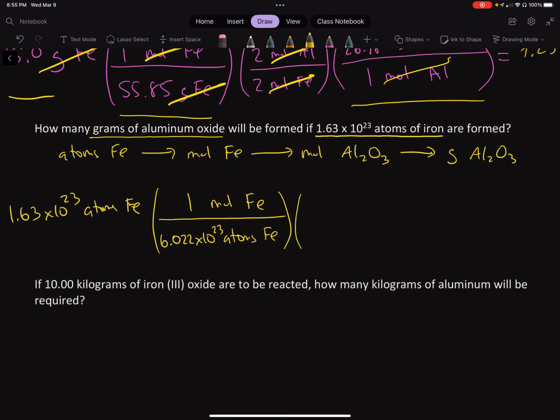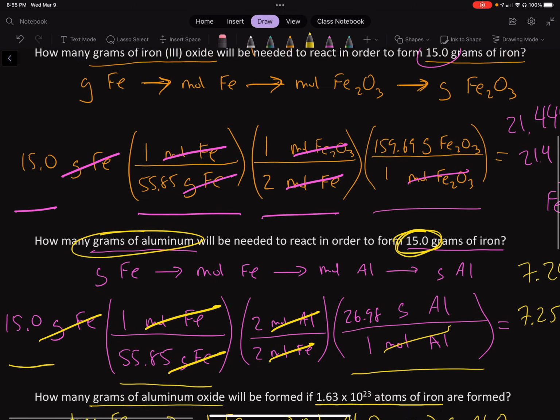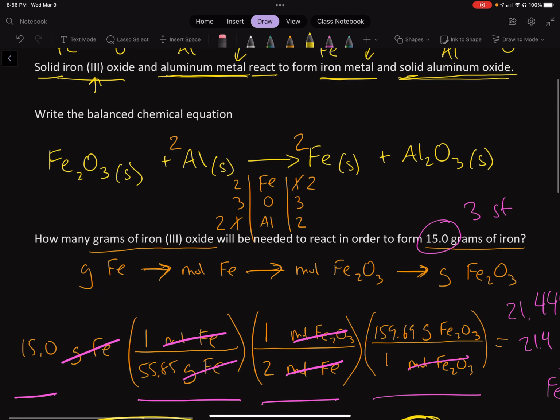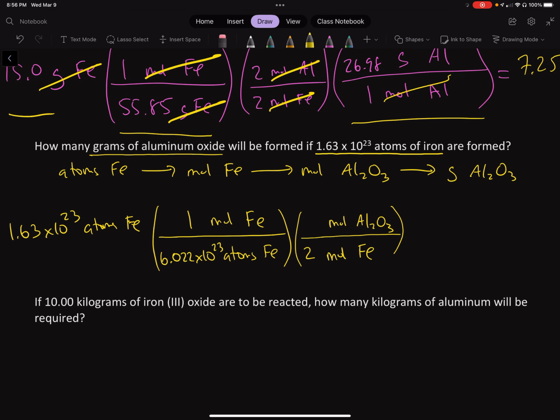Okay, so then next we need to go from moles of iron to moles of aluminum oxide. So for our units, we have moles of Fe on the bottom and moles of Al2O3 on the top. So we need the mole to mole ratio. So looking up at our balanced chemical equation, where is it? There it is. For every 2 moles of iron that are produced, 1 mole of aluminum oxide is produced. So it's a 2-to-1 ratio. So 2 and then a 1.